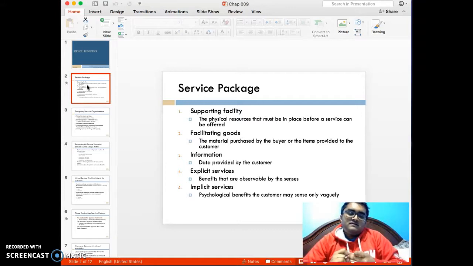The next one is facilitating goods. It could be what you're buying, some of the items. So if you wanted to buy a basketball, you could buy it from Academy or something. And then the information is like the payment, like the credit cards. And then there are explicit services, which are the benefits that you get from getting the basketball. And then there are implicit services, which are psychological benefits that you don't really realize are there.